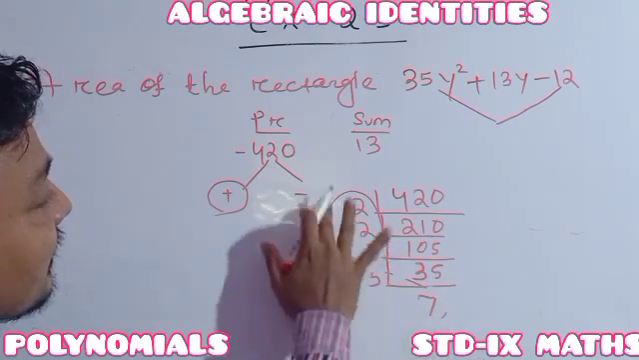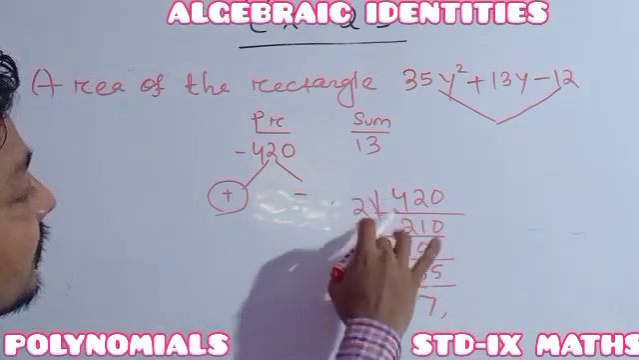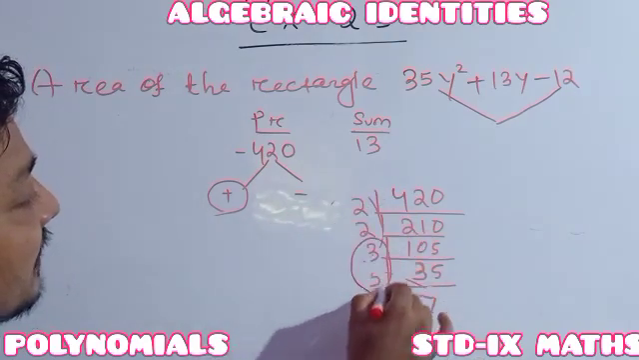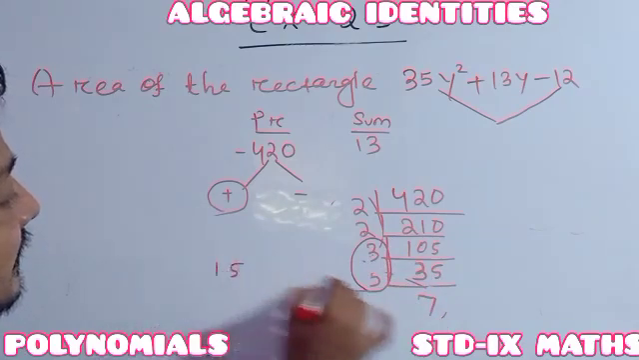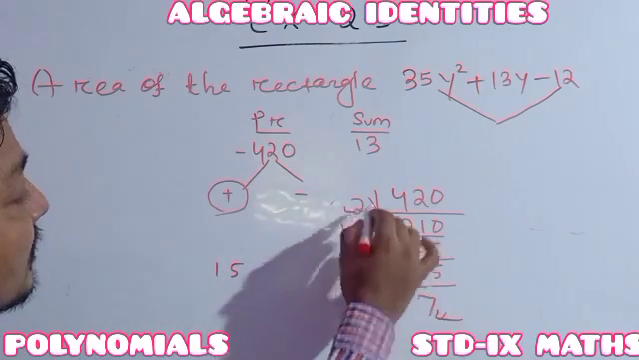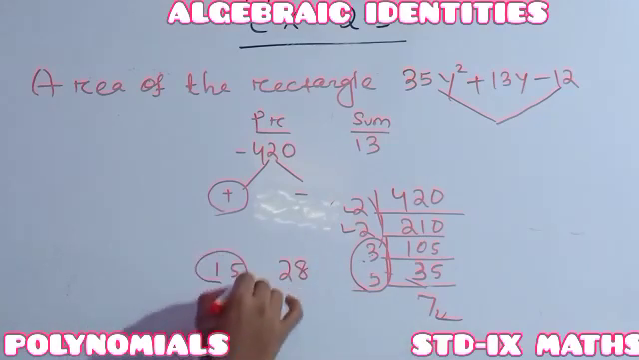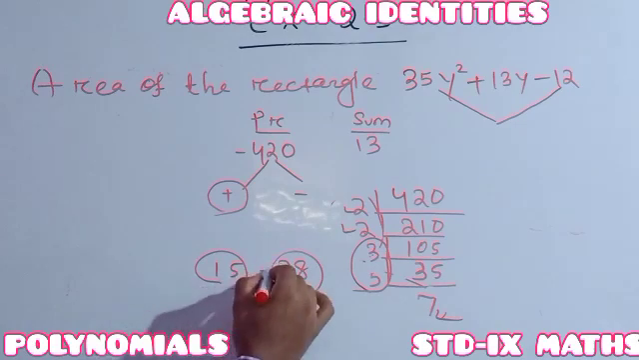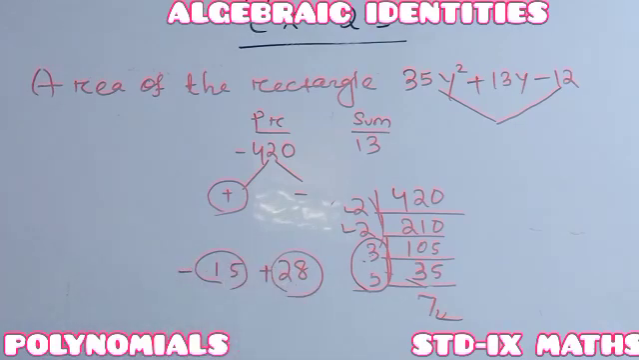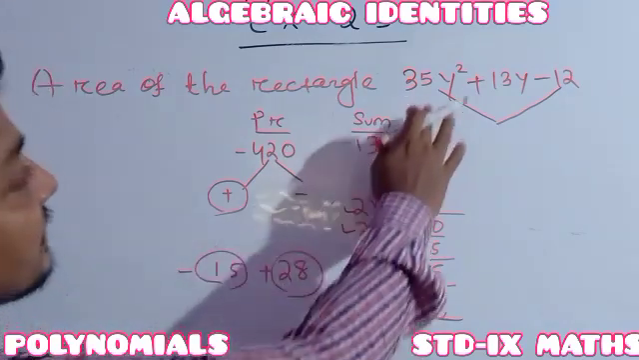One is 5 3s are 15, and 7, 2 into 2, 7 4s are 28. See, here it is solved. 15, here it is 28. Their difference is 13. So the greater one we have to take as positive, the smaller one we have to take as negative.